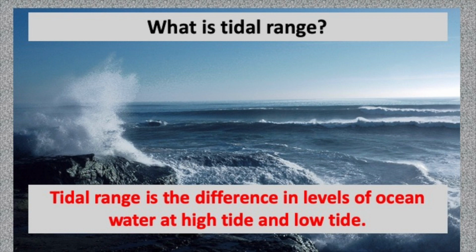So what is tidal range? Tidal range is the difference in levels of ocean water at high tide and low tide. That becomes very important as we start to look at the different types of tide that occur during the main phases of the lunar cycle.